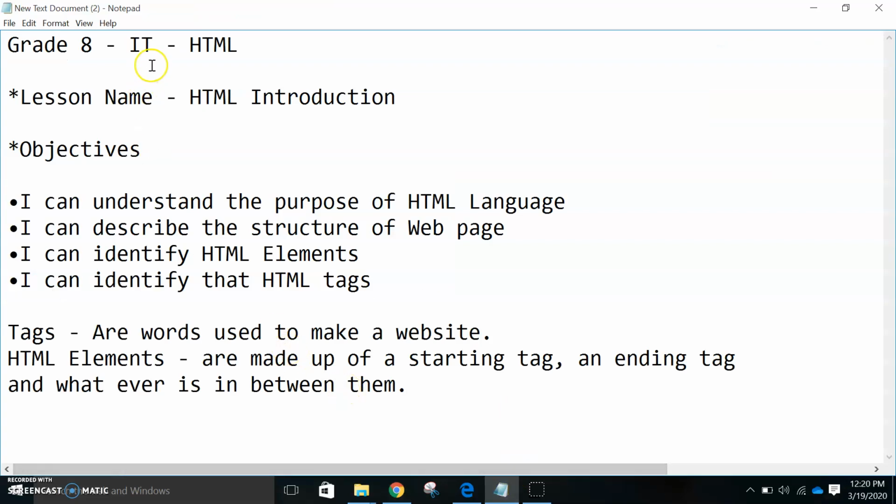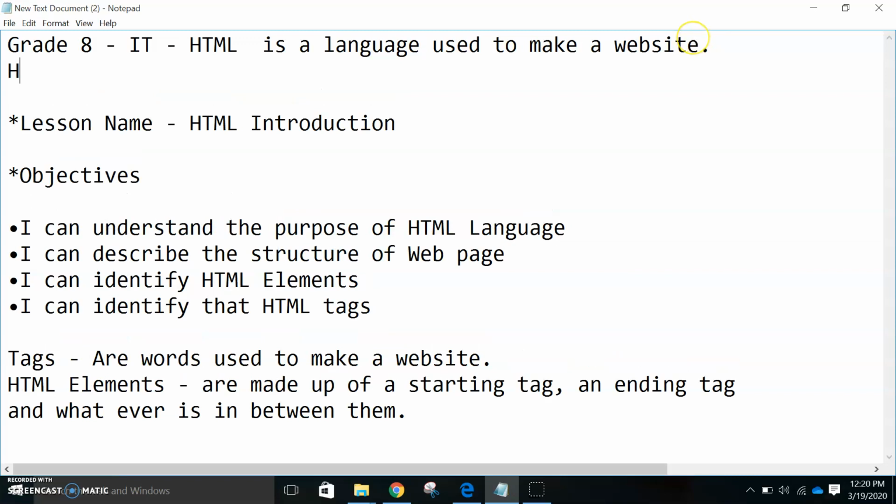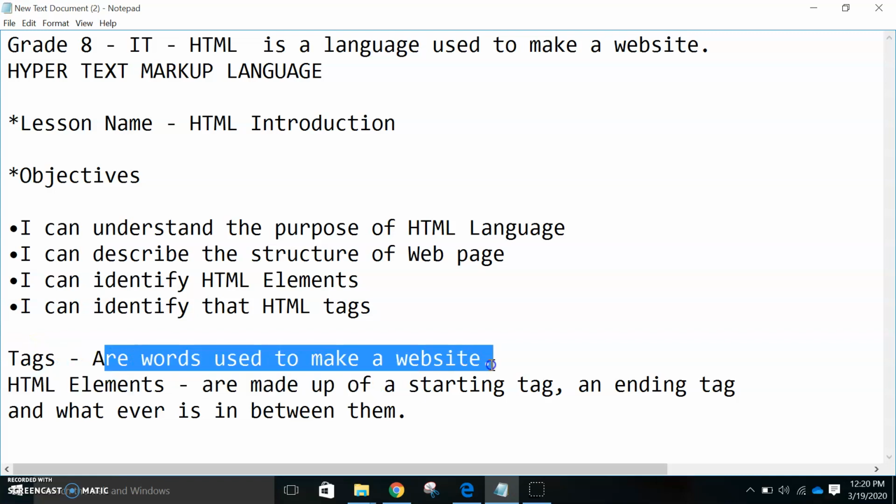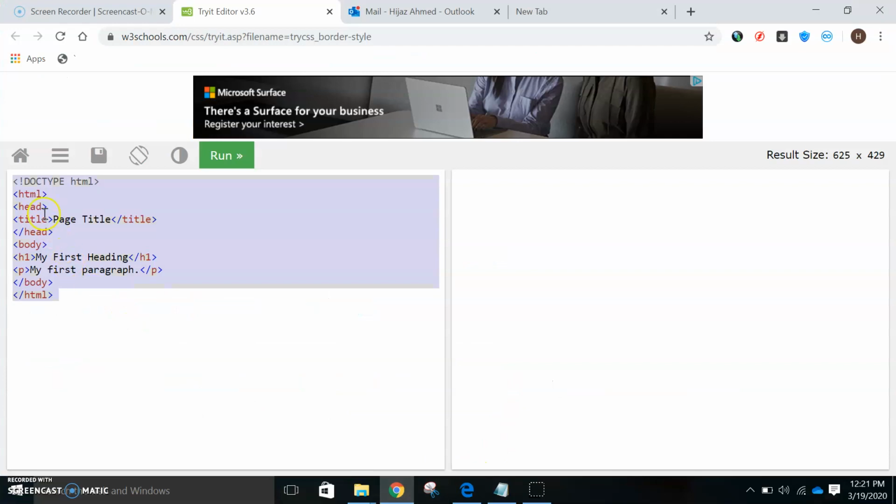And coming back to what I was telling you, HTML is a language used to make a website. And what does it stand for? It stands for Hyper Text Markup Language. Okay? So, tags are words used to make a website. You make a website using tags. So these words, HTML, head, all these, they will have an opening bracket and a closing bracket. So what are they called? Each one of them is called a tag. These are the words or the tags used to make a website.